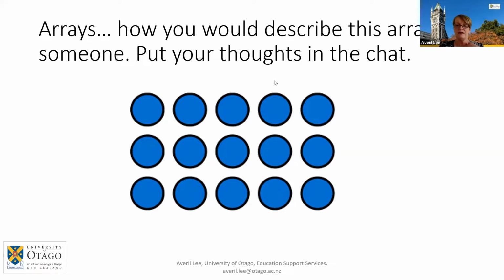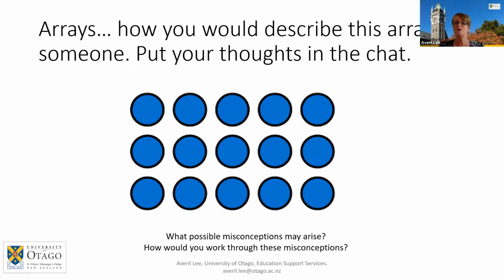So when we're looking at that, what might be the possible misconceptions that would arise? And how would you work through these misconceptions? Sometimes people get really hung up with telling heaps and heaps of information. Like they're saying, right, well, there's blue dots, and each one of those blue dots has got a black surround, and you're going to need 15 of them in total, and you're going to have 5 in a row, or you can have 5 columns with 3 in each. And all of a sudden, I've got a massive amount of overload. I don't need all of that.